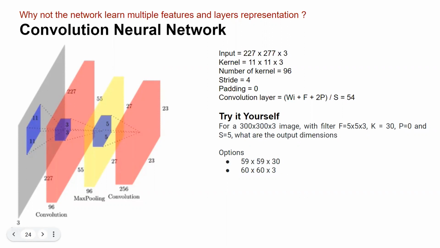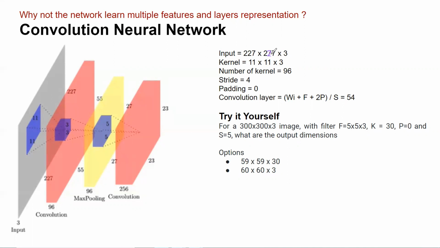Okay. So in here you have an input image, and the dimension of that input image is 227 cross 227 cross 3. That's not 277, it's 227. Let me make that correction. The kernel is 11 cross 11 cross 3, right? And the number of kernels that you're going to use for this convolution operation is 96. Stride is 4, and we're not going to do any padding here.